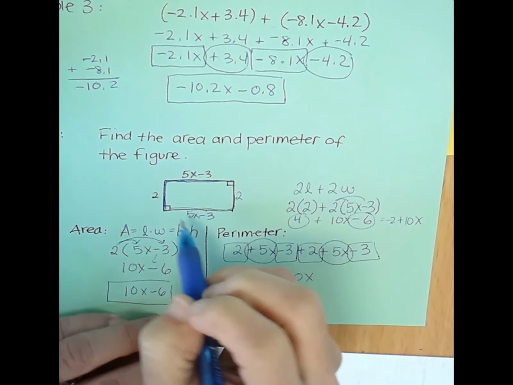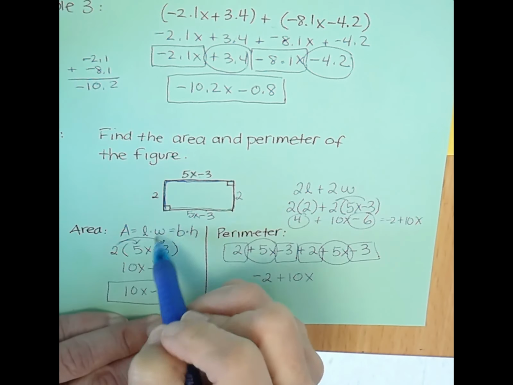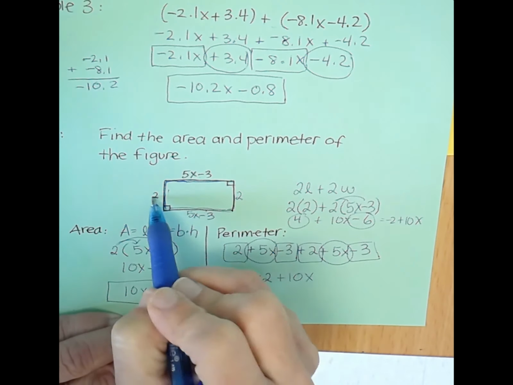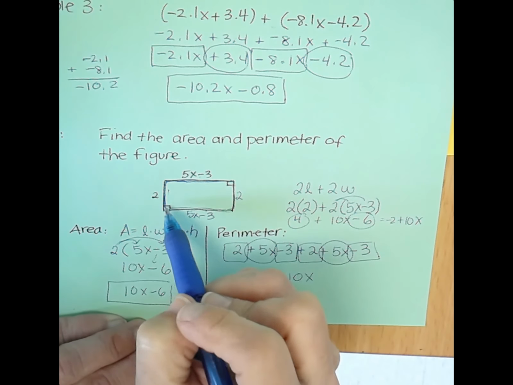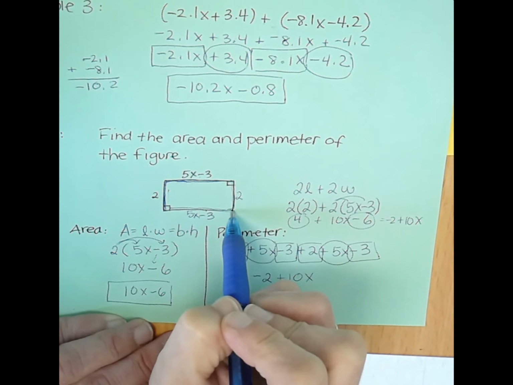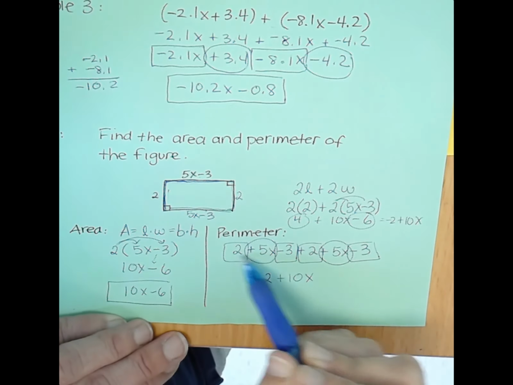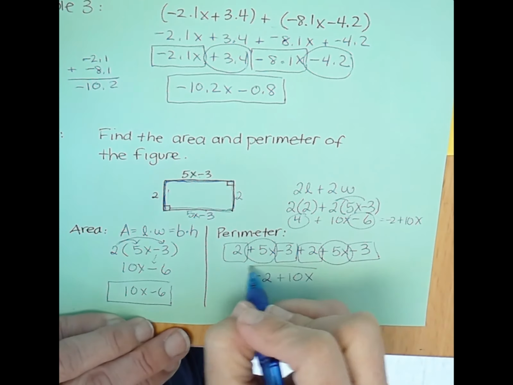All right, so we haven't done a lot this year with area. Area is length times width. We can multiply these 2 expressions together to get an expression for the area. Perimeter of any shape, you're adding up all the sides. So if we add those up, we can get this expression for our perimeter.